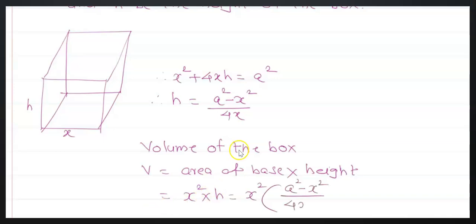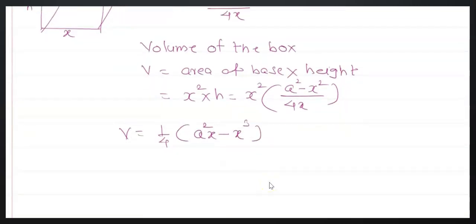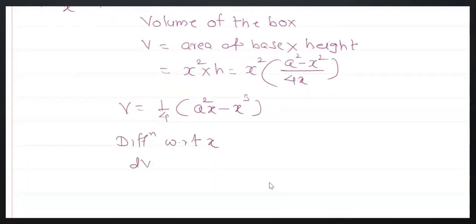That is x square into h, and the value of h is (a square minus x square) upon 4x. Therefore, V is equal to 1 by 4 (a square x minus x cube). This is the volume. Now differentiate this with respect to x to find the extreme values.